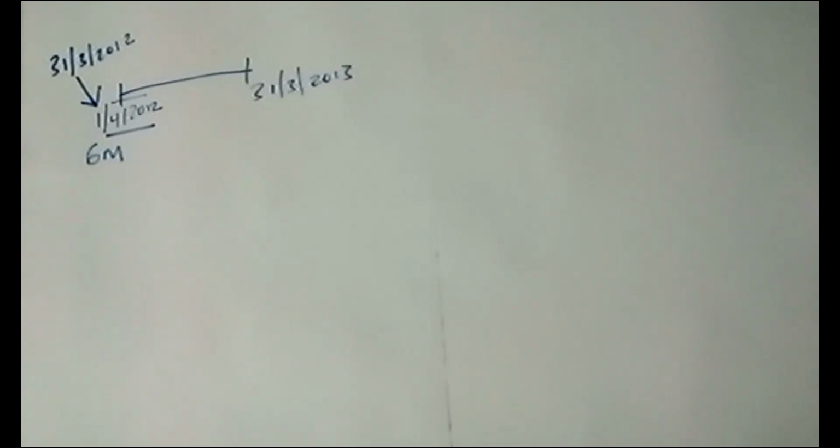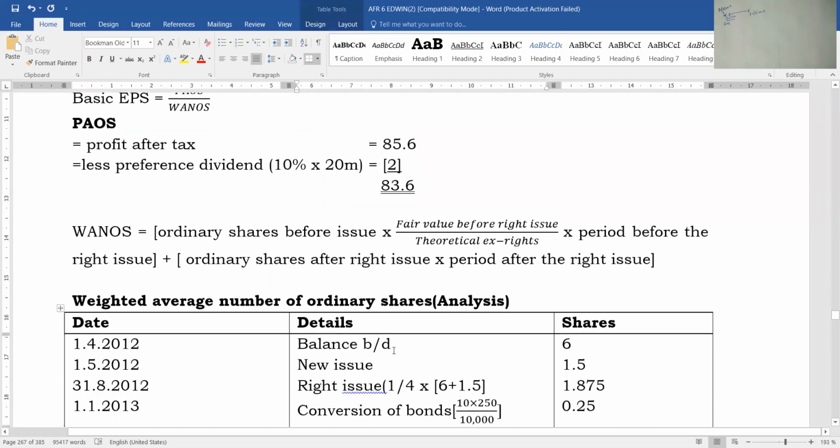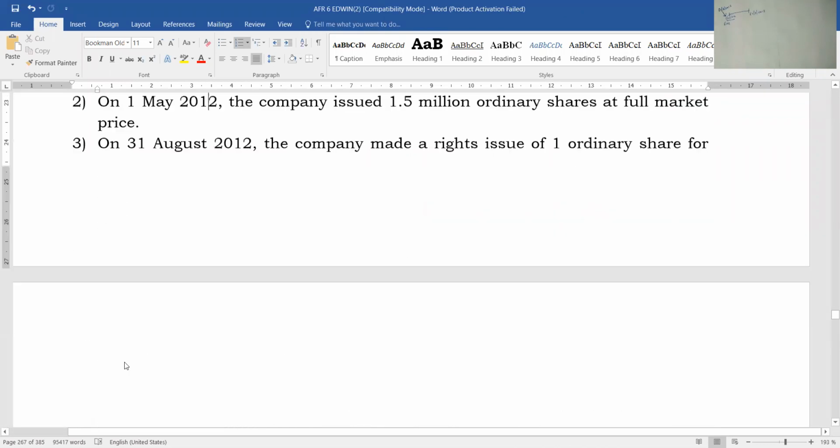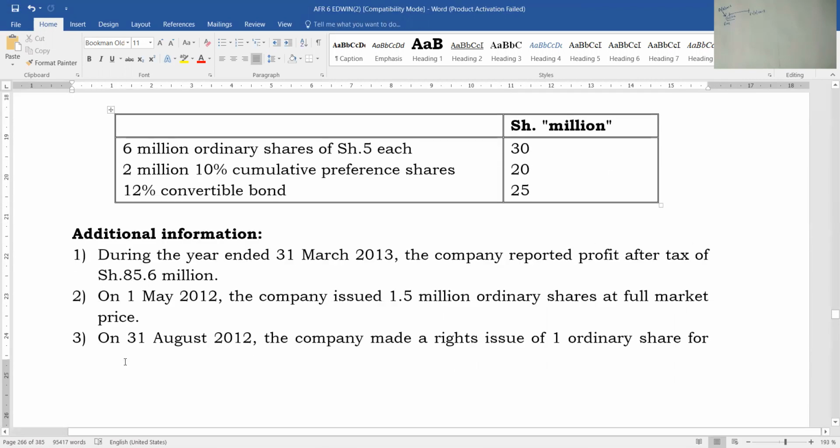For the analysis of these shares, remember that we have already done the first one. With the first one, I said that you just write the date, details, and the shares. By the start of the year, 1st April 2012, there were 6 million shares, that is direct. Then we move to the next additional information to check where there were ordinary shares. Note 1 was profit after tax, which is not ordinary shares. So we check note 2: on 1st May 2012, the company issued 1.5 million ordinary shares at full market price, which means they were issued at the full market price of shillings 5.